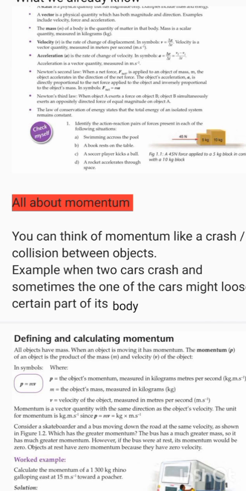And then take a look at Newton's third law. Newton's third law says that when object A exerts a force on object B, object B will simultaneously exert an oppositely directed force of equal magnitude on object A. Okay. When I talk about Newton's third law, it's more like when we are punching a person.